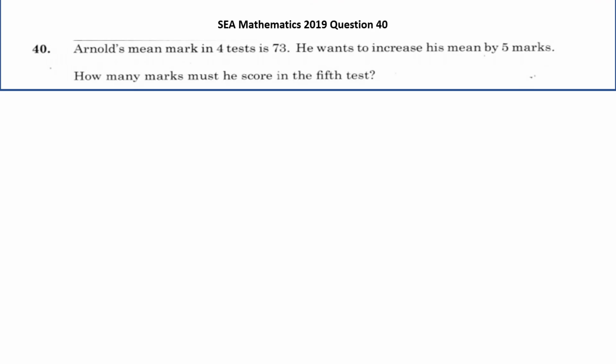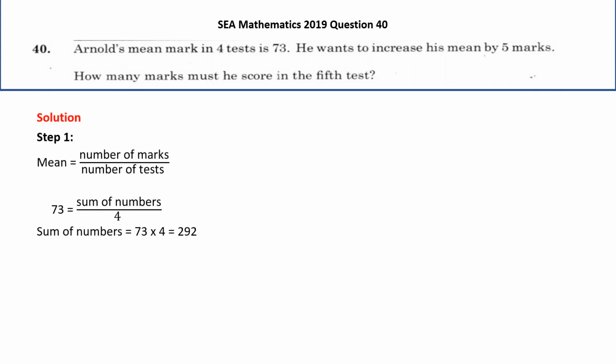Let's look at another question. This one is from the 2019 paper, question 40. Arnold's mean mark in 4 tests is 73. He wants to increase his mean by 5 marks. How many marks must he score in the 5th test?